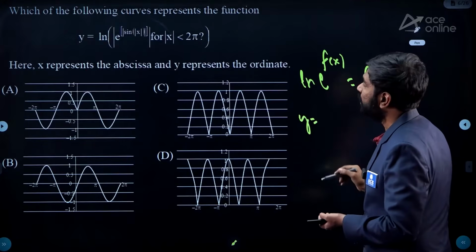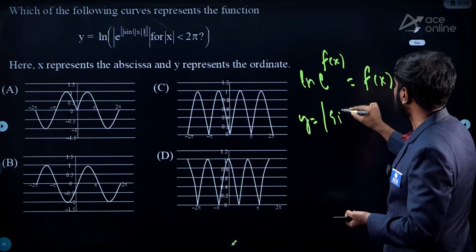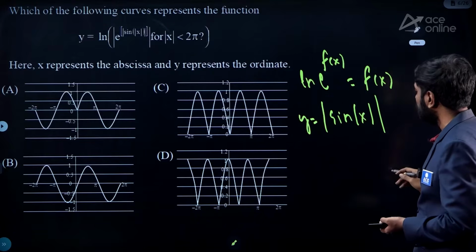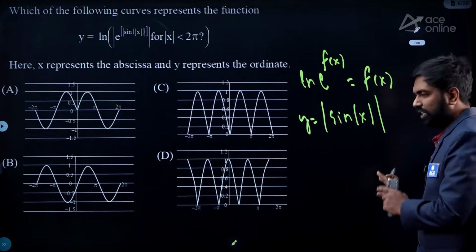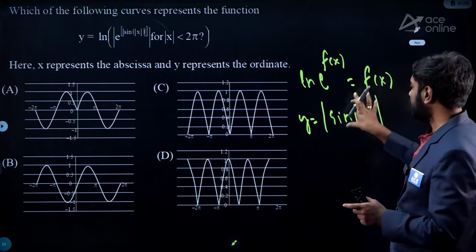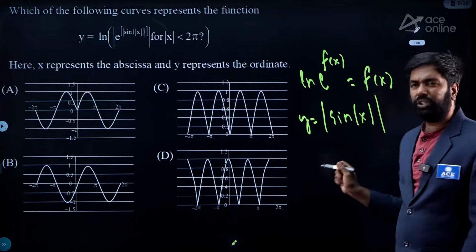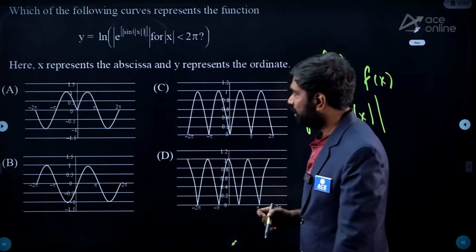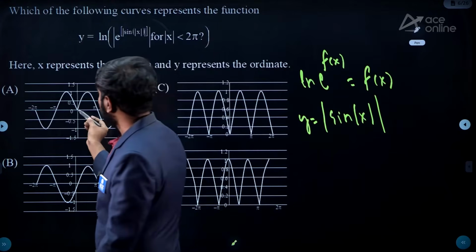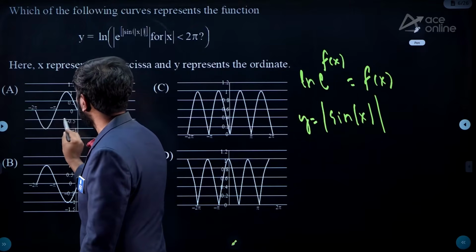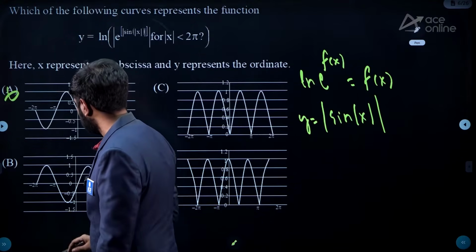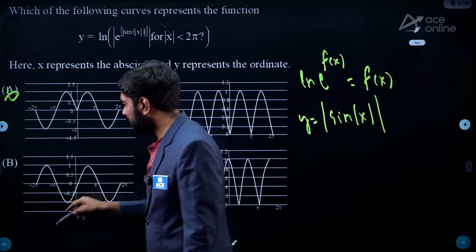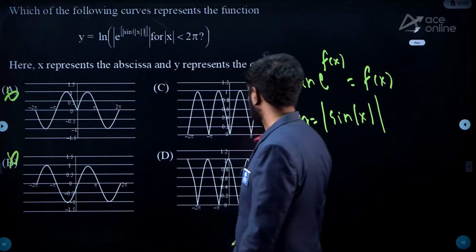So that means what is y? Y is simply modulus of sine of mod x. So whatever you are now seeing, that is y, is involved with a modulus function. Whenever you have a modulus function, y cannot be negative. I can see here this portion where y is negative, this is eliminated. I can see here the waveform is below the x-axis where y is taking negative values, eliminated.